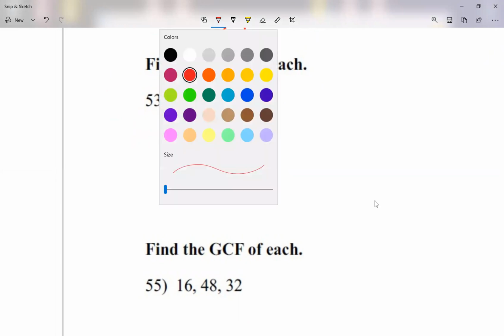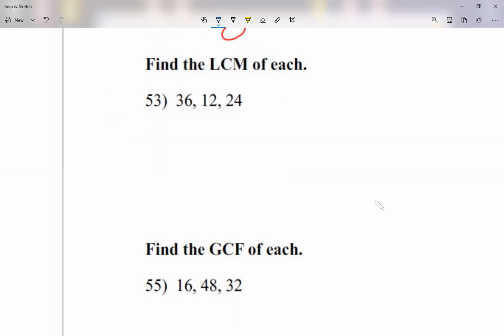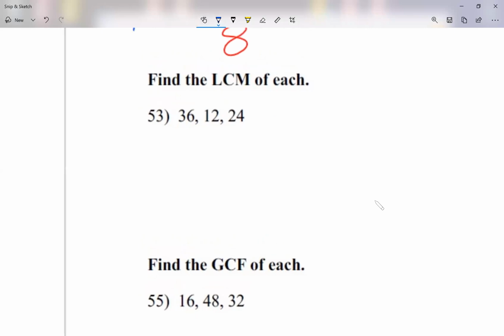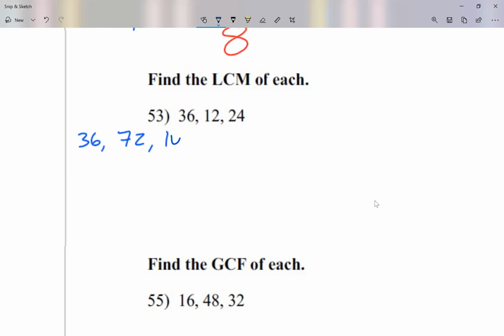I'm going to start with 36, and I'm really going to create a long list. Once I find a number, to find the next number, I'm just going to add 36 more. So 36 plus 36 is 72, plus 36 is 108, plus 36 is 144, plus 36 is 180 and 216. I could go more, but I think that's enough.